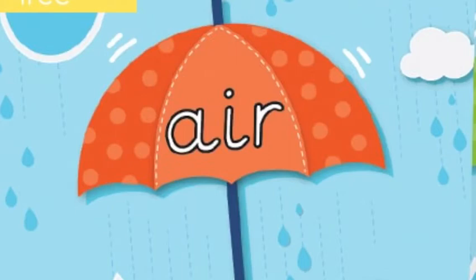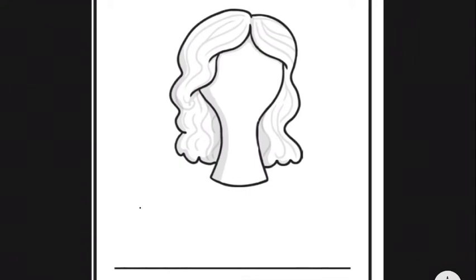So get yourself a piece of paper and a pencil so you can write them along with me. Pause the video whilst you get yourself ready. Okay, so here is the picture of the first word we are going to write. Remember, we are learning the air sound, so the word has to have the sound air in it. What do you think the picture is we're going to write?